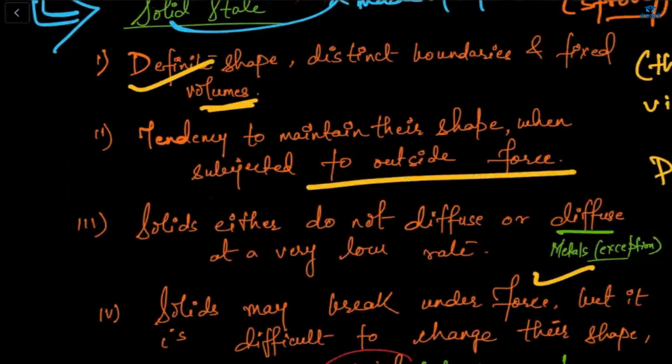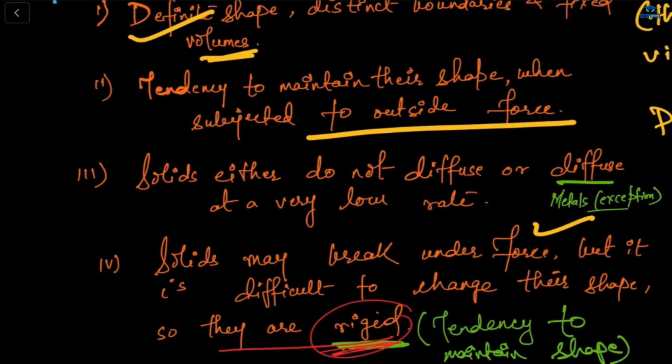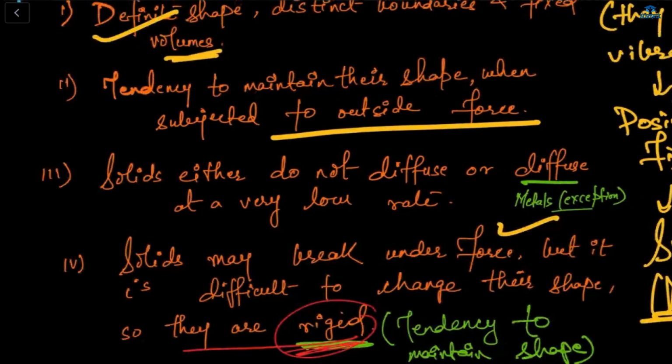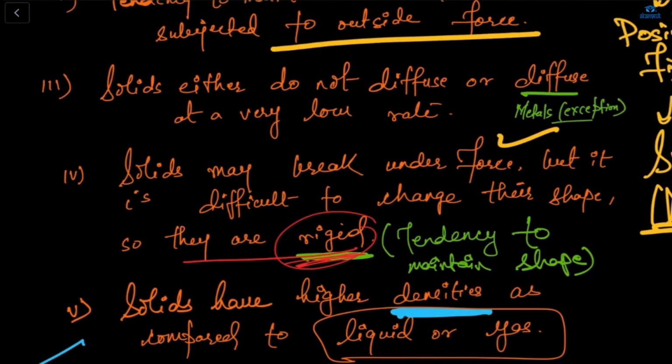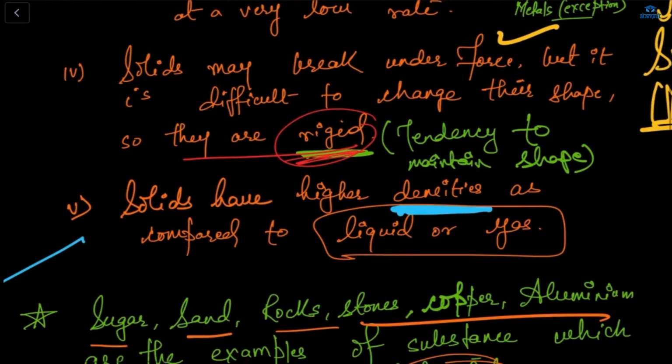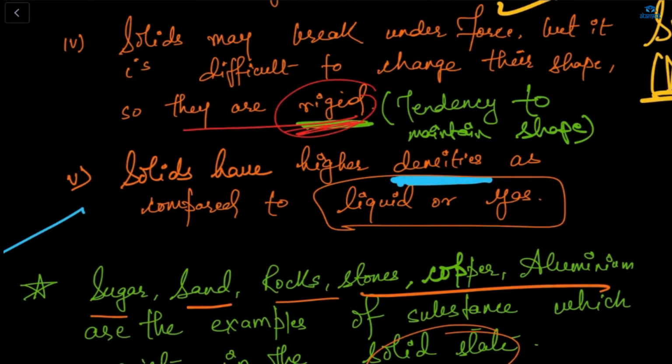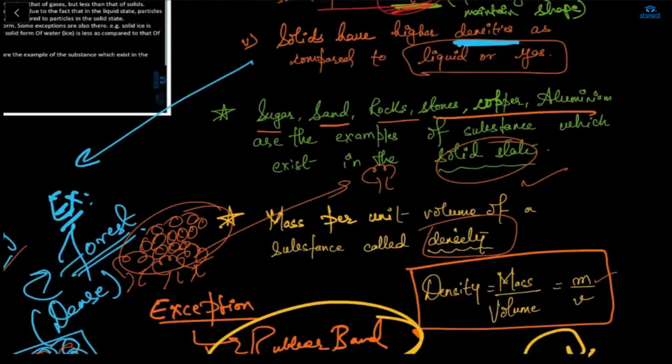They have a definite shape. They have a fixed volume, a tendency to maintain their shape when subjected to outside force, and solids generally do not diffuse. Solids may break, but it is difficult to change their shape. Why? Because they're very rigid. And what is rigid? Rigid means the tendency to maintain a shape. And solids have high densities. So density means forest. Okay, forest example यहाँ पर ले लेना.